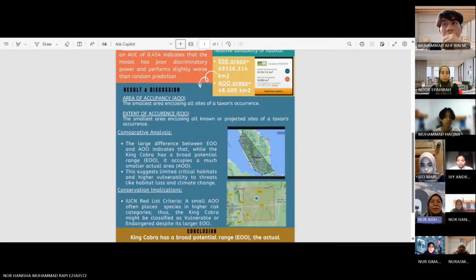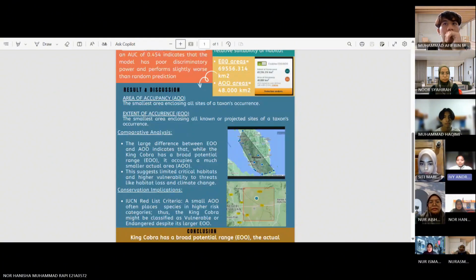Sure. Let me talk about EOO and AOO based on the IUCN Red List. For EOO, its IUCN Red List status for King Cobra is least concern with 69,556.314 square kilometers for its distribution area. And for AOO, the IUCN Red List status is endangered with 48 square kilometers distribution area. That's all from me.